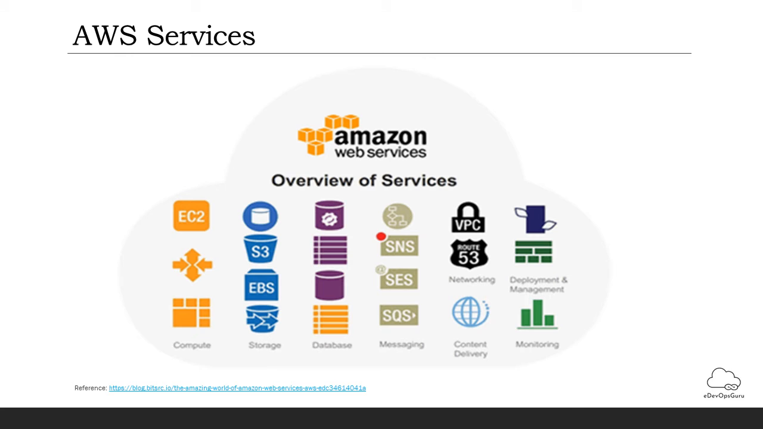Then next service is the Amazon Virtual Private Cloud, which is VPC. VPC allows users to use the AWS resources in a virtual network. Users can customize their virtual networking environment as they like, such as selecting their own IP address range, creating subnets, configuring route tables, and network gateways.